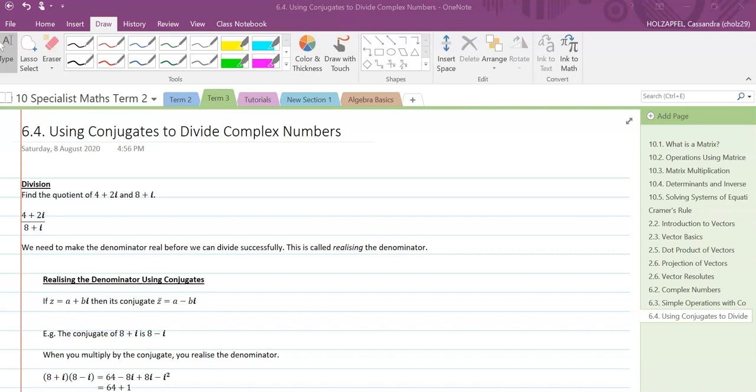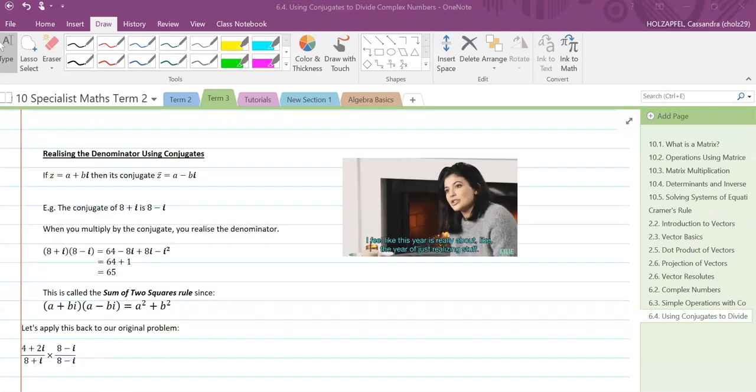So to do this division successfully, we need to make sure that the denominator is an actual number, so a real value, not an imaginary number, not a complex number. This is called realizing the denominator. So how do we realize the denominator of something? Well, we're going to use its conjugate to do that.